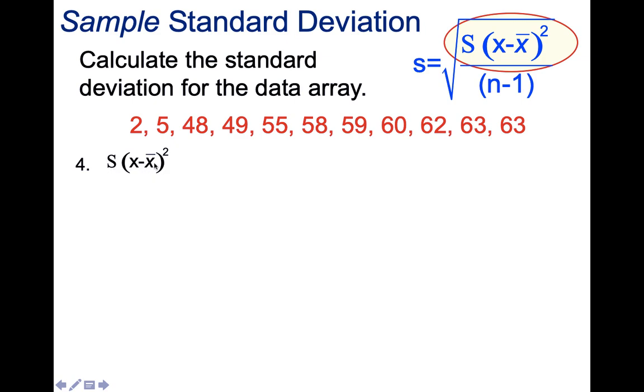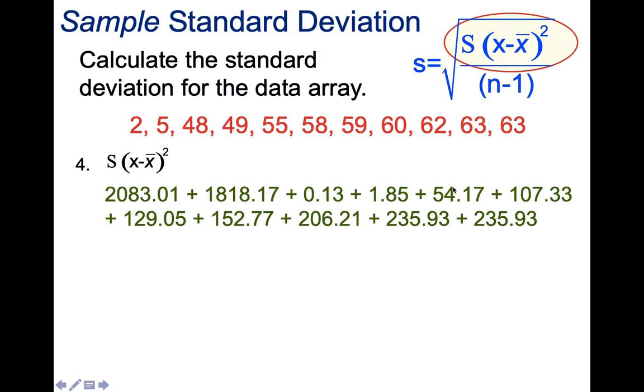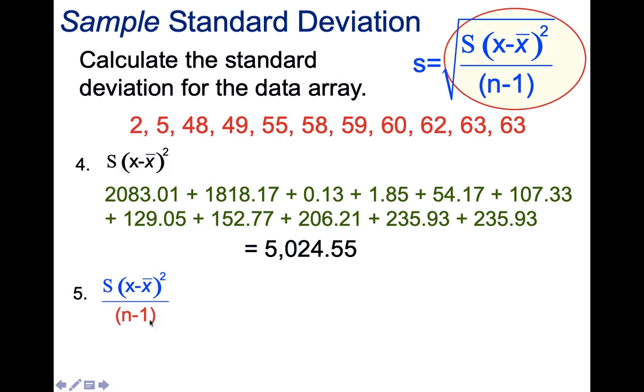In step 4, you're going to add up all of these numbers that you just calculated. So here are all the numbers that we just calculated. We're going to add those all up. That becomes our numerator up here, and it comes out to 5,024.55. We're going to now divide that by n minus 1, n being 11. Therefore, we're dividing this guy by 11 minus 1, or 10. And if we do that, we get 502.46.